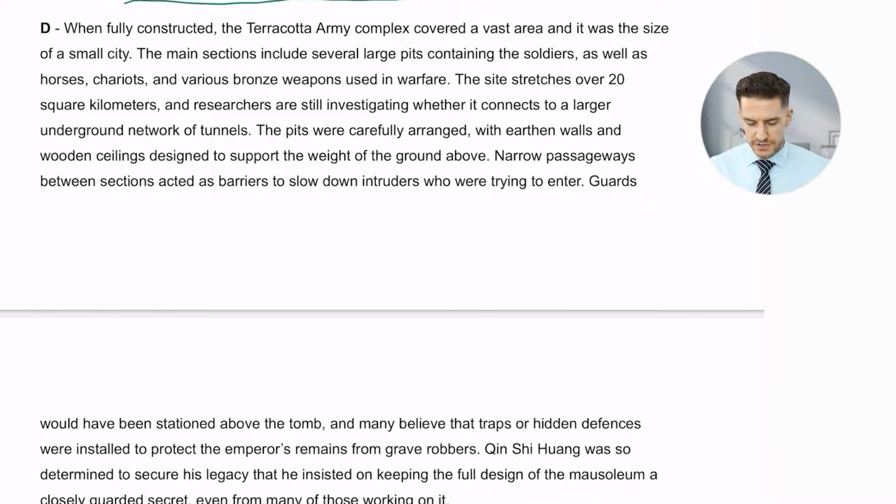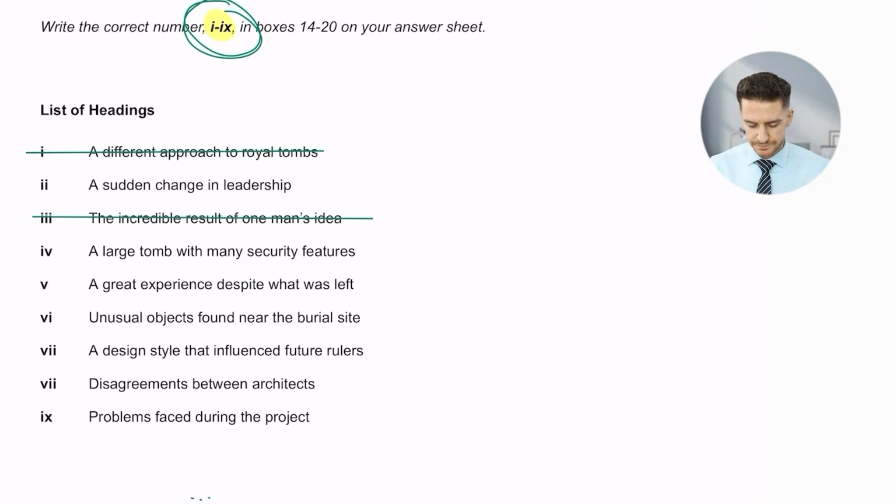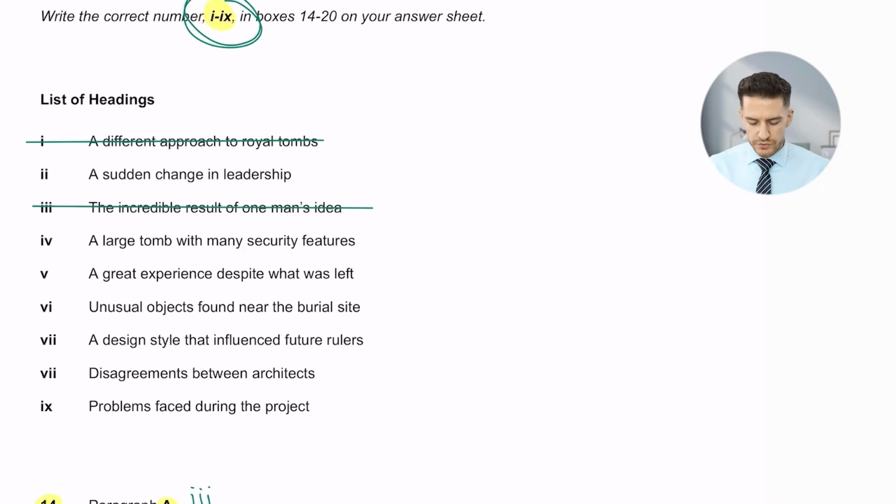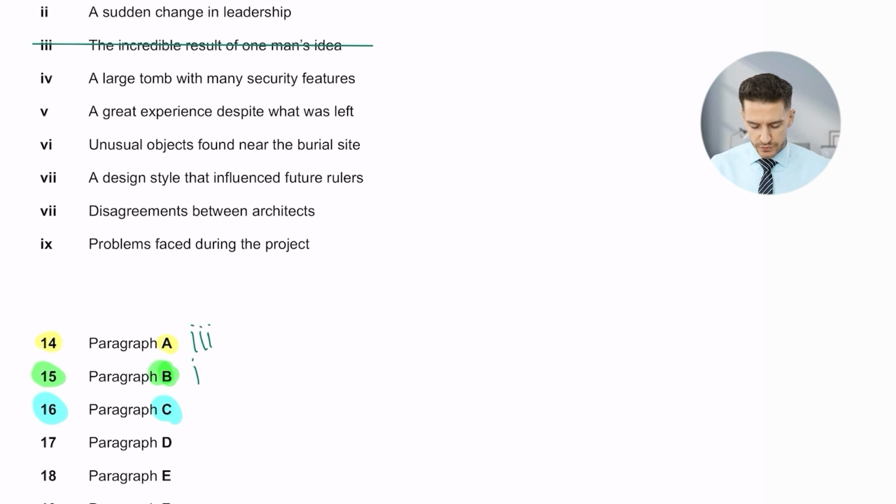So let's go back down now to the headings themselves and let's have a look. Number 2, a sudden change in leadership. Well, no, there's nothing about that. A large tomb with many security features. No. A great experience. No. Unusual objects. No. A design style that influenced future rulers. No, nothing about future rulers. Disagreements, architects. No. Here we go. Problems faced during the project. That looks very close to what we said. So we can go down and put number 9 for question 16.